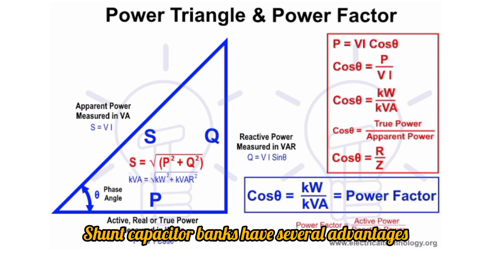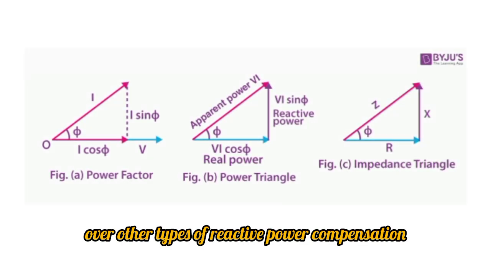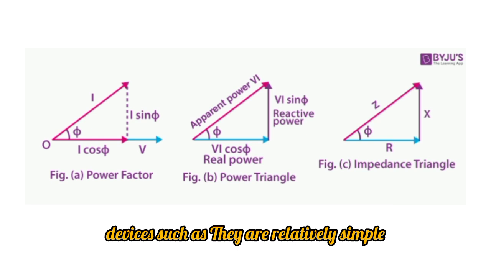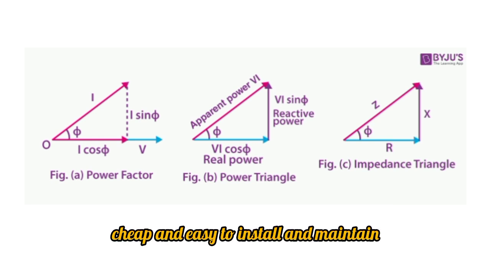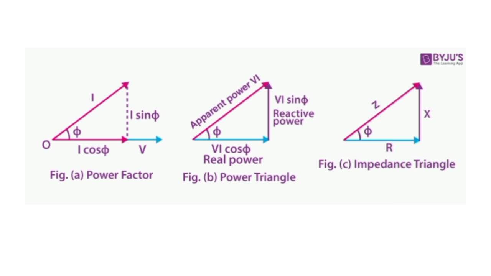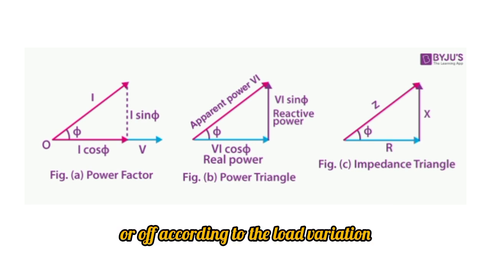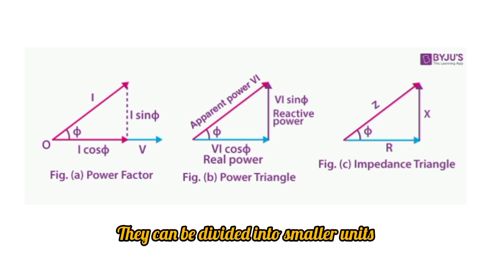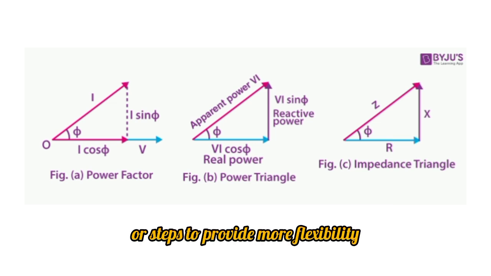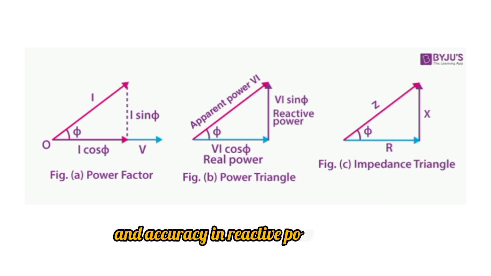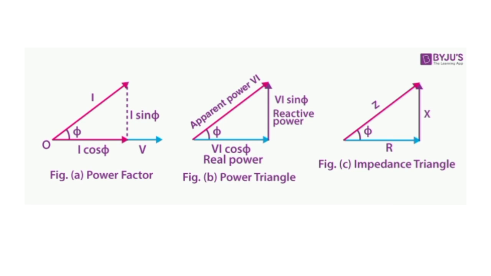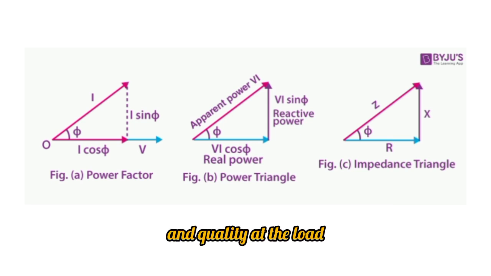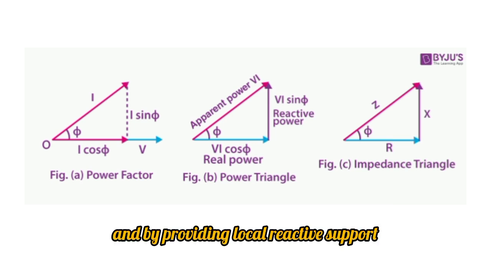Shunt capacitor banks have several advantages over other types of reactive power compensation devices, such as they are relatively simple, cheap, and easy to install and maintain. They can be switched on or off according to the load variation or system requirement. They can be divided into smaller units or steps to provide more flexibility and accuracy in reactive power control. They can improve voltage stability and quality at the load end by providing local reactive support.